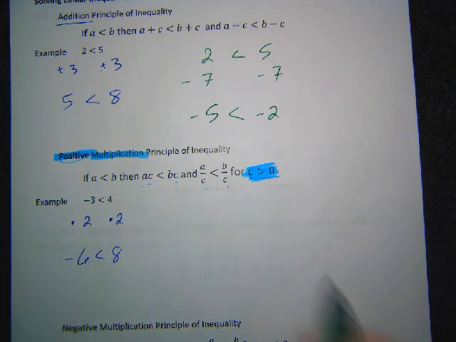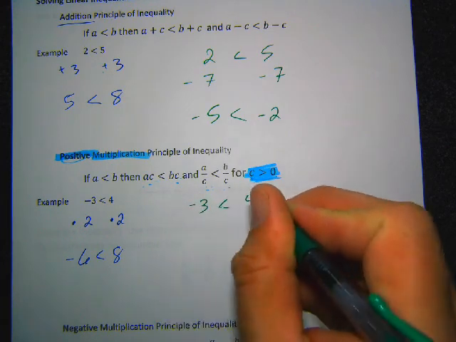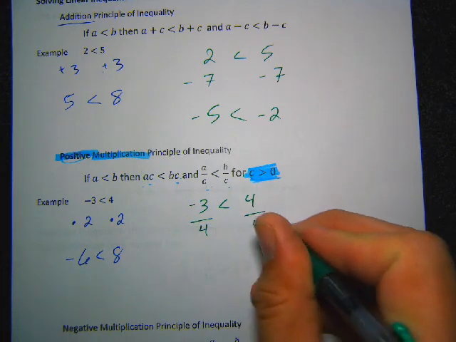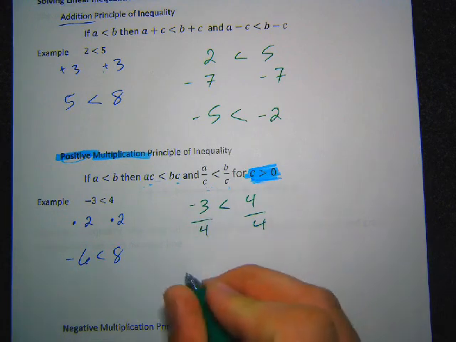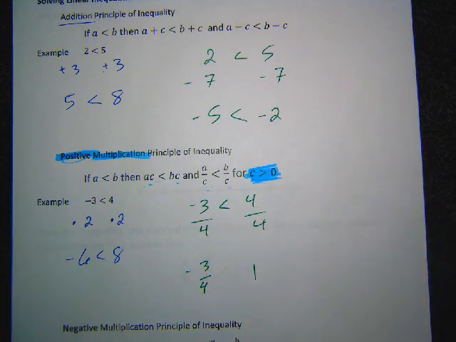If you divide by a positive, this works as well. So if I take negative 3 less than 4, and if I divide both sides, let's divide it by 4. I can divide by whatever I want as long as it's a positive number I divide by. It works. Well, 3/4, that doesn't come out nicely. It doesn't divide, so we're going to leave it as a fraction. We'll leave that as negative 3/4. But 4/4, you divide that, you get 1. And yeah, negative 3/4 is still smaller than, less than 1.